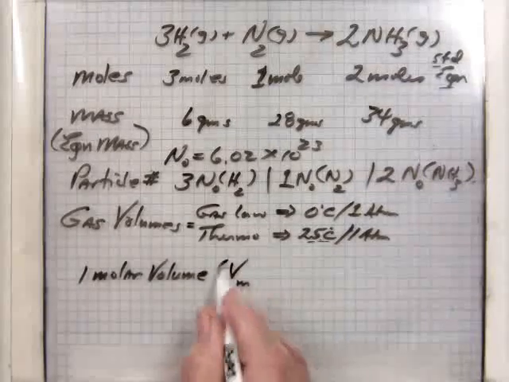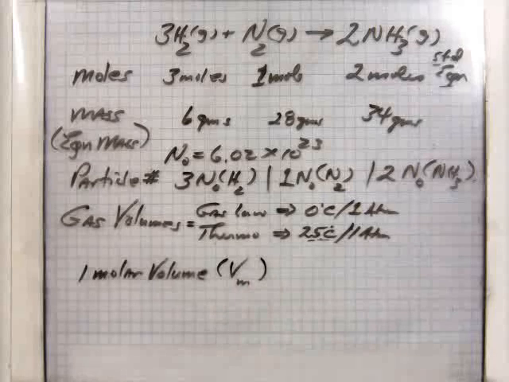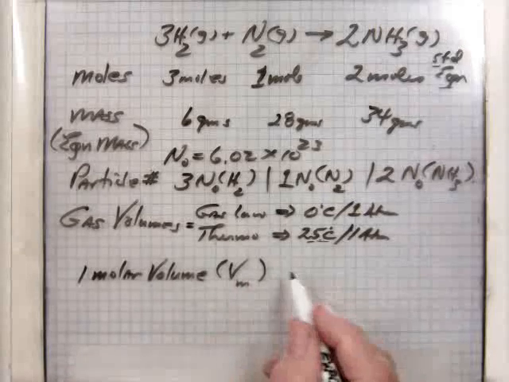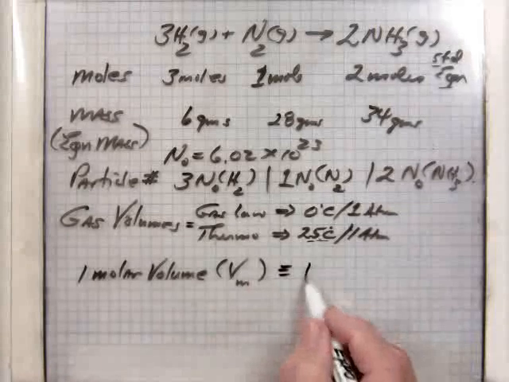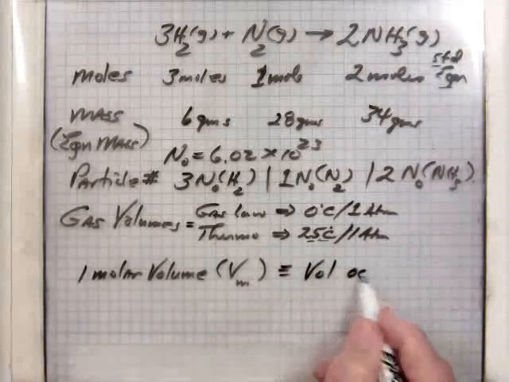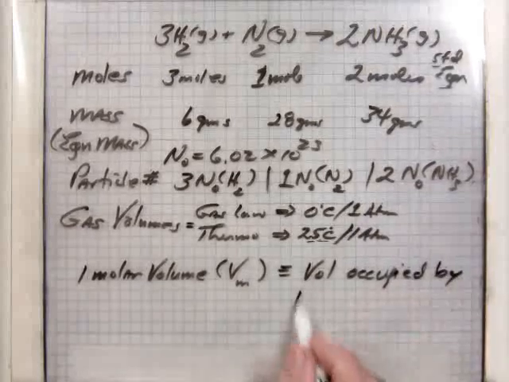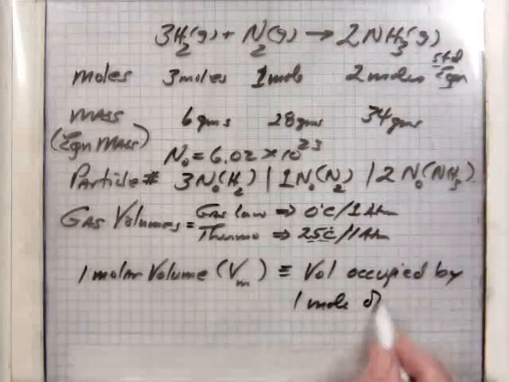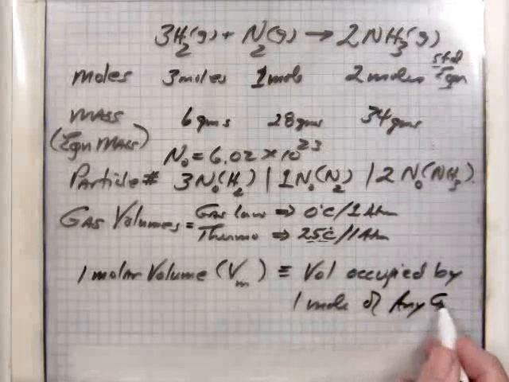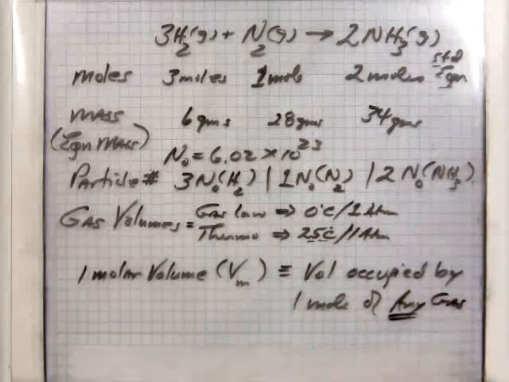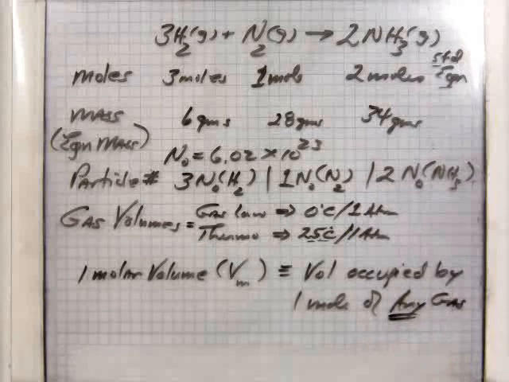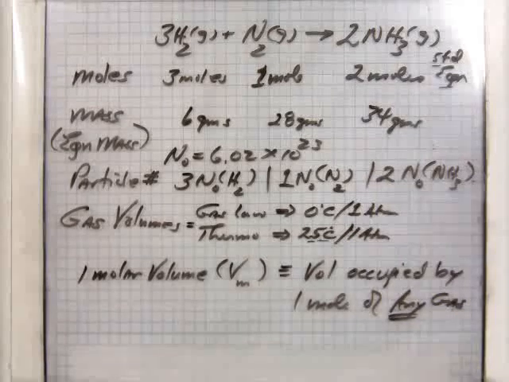And we typically note that as a capital V subscript M. And by definition, this is the volume occupied by 1 mole of any gas. It doesn't matter what the chemical composition of the gas is. 1 mole, regardless of the gas, always occupies this same value.